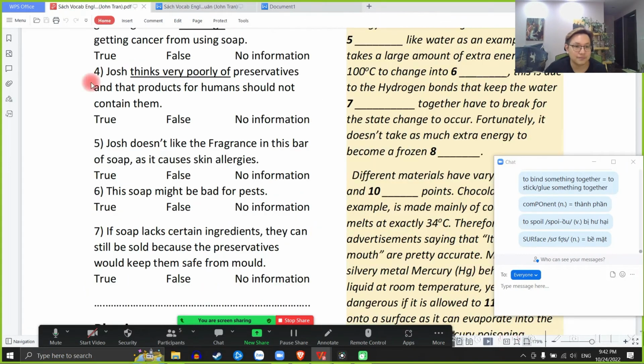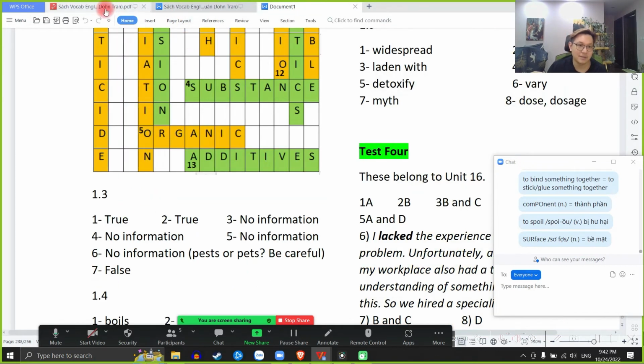Alright, so number 7. If soap lacks certain ingredients, they can still be sold because the preservatives would keep them safe from mold. Number 7, what do you think? False. This is false. Very good.